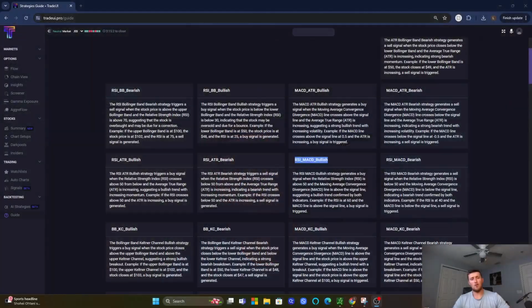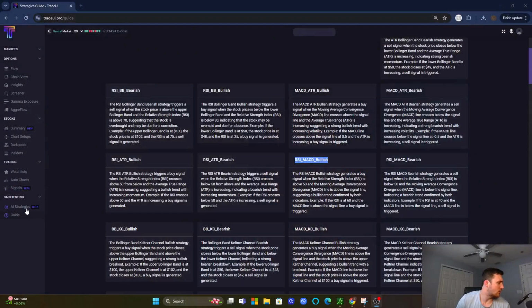What I have on my screen here is a list showing us exactly what the RSI MACD bullish indication means. The RSI MACD bullish strategy generates a buy when the signal of the relative strength index is above 50 and the MACD line crosses the signal line. In other videos, we've talked about what the RSI looks like on a chart, as well as what the MACD looks like on a chart. And I'll show you here in a minute how we can use these two together.